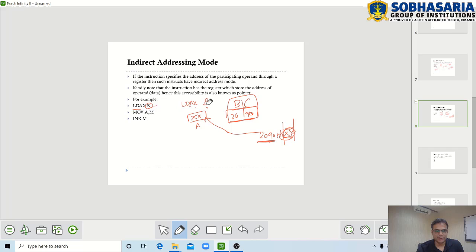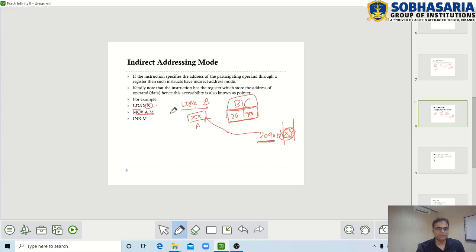So here I am specifying a register which is working as a pointer. This particular register has the address of a data, and that data is loaded into the accumulator. That is why such instructions have indirect addressing mode, because we are specifying the address indirectly in these instructions.